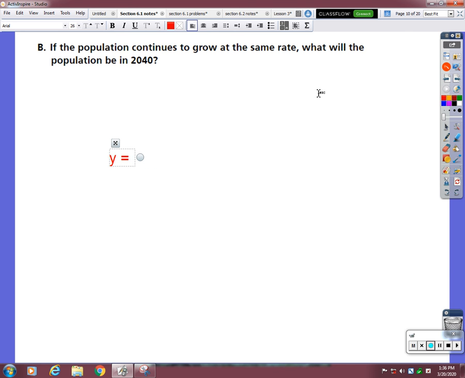So let's go y equals, and then we were starting with 4.6 million people. So y equals 4.6 times 1, again that's because that's the original amount of people, plus 0.013, that's 1.3% as a decimal, and then now we are raising that to the 30th power because this was our starting population in 2010, and 2040 is 30 years later.